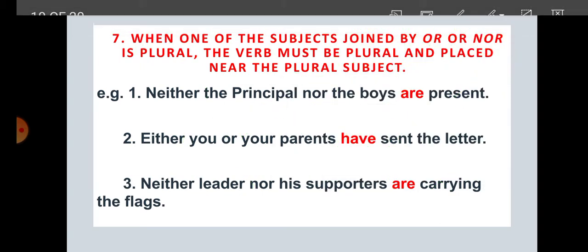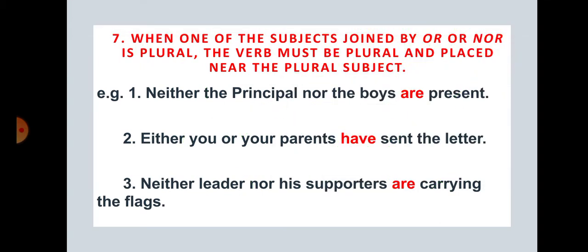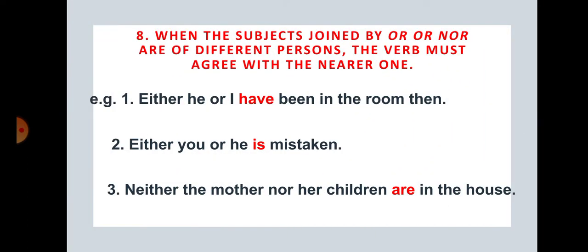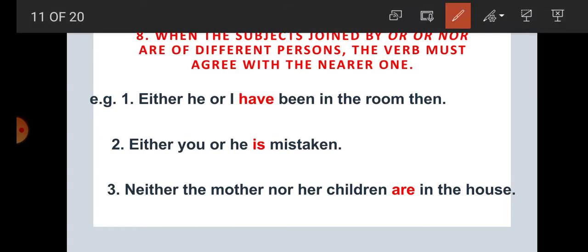So student, we have got here that if one of the subjects joined by or, nor is plural, the verb must be plural and placed near the plural subject. Now rule number 8. Students, when the subjects joined by or, nor are of different person. Now it is again connected with the last rule. Of different person, connected by or, nor, the verb must agree with the nearer one, the nearest one.